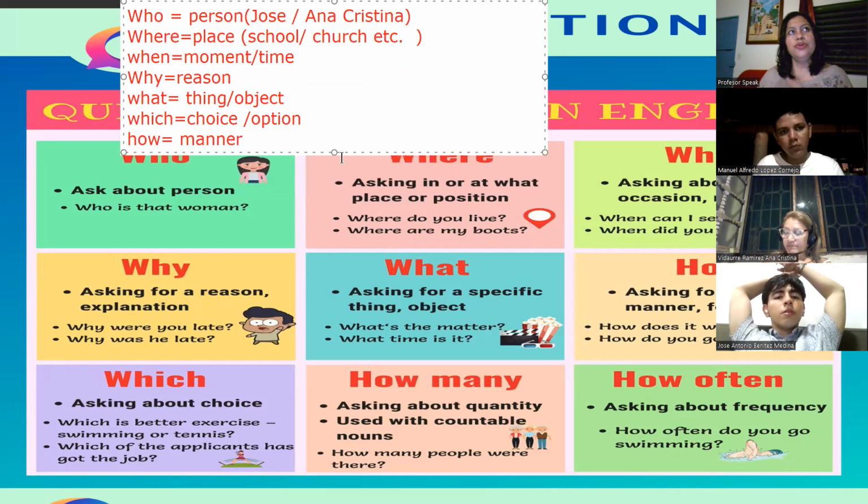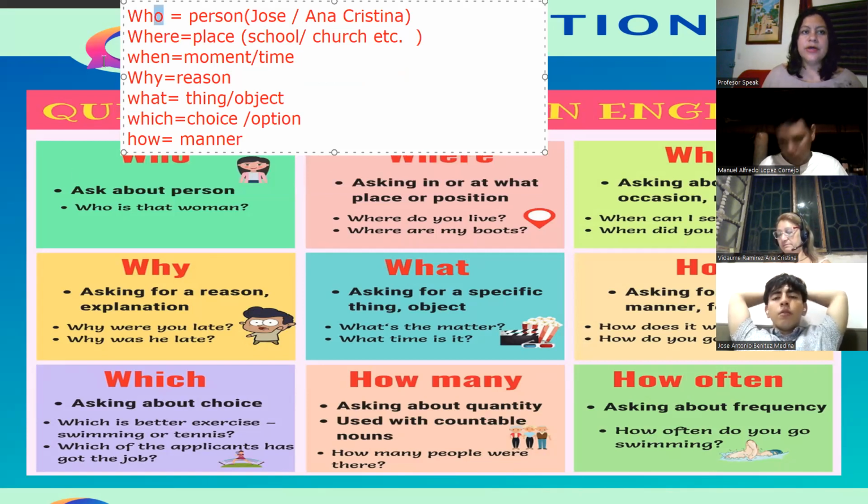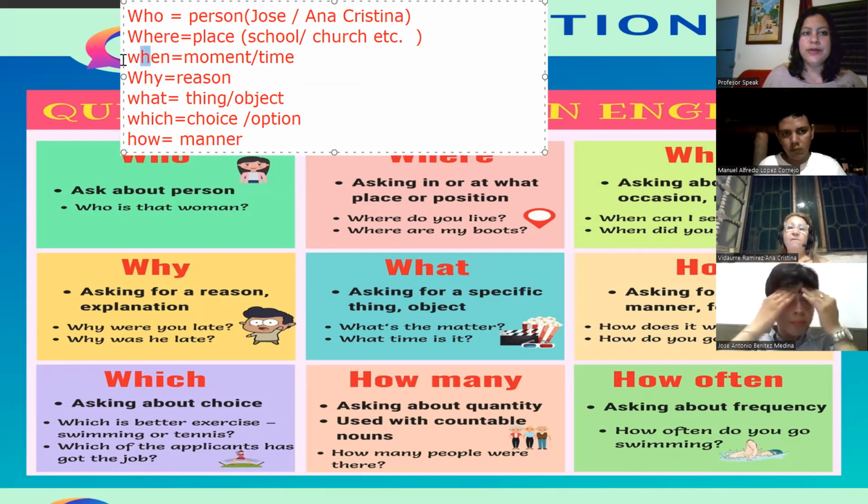Like how do you get to work? How do you get to work? You're asking about a manner. So basically these are called the WH words. Why? Because they start with WH, all of them except how. This is the only exception. But all the rest start with WH.